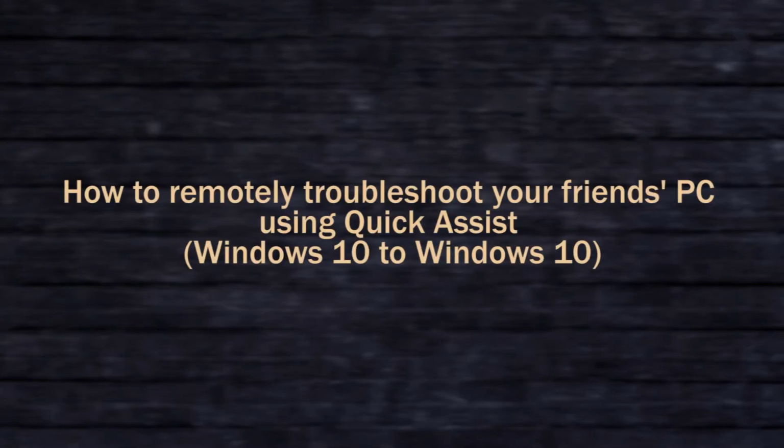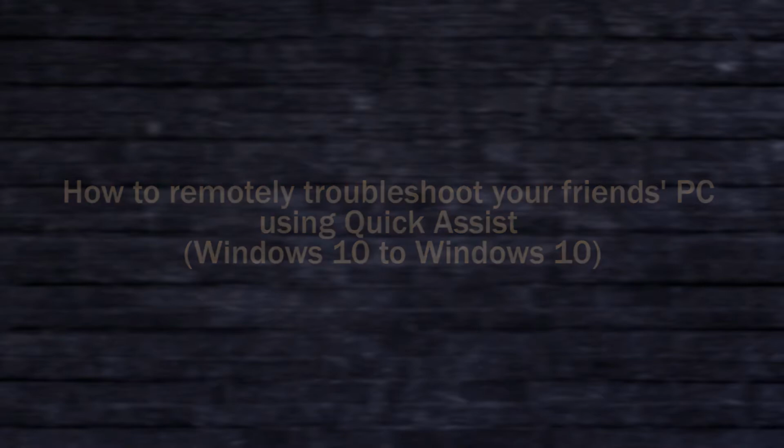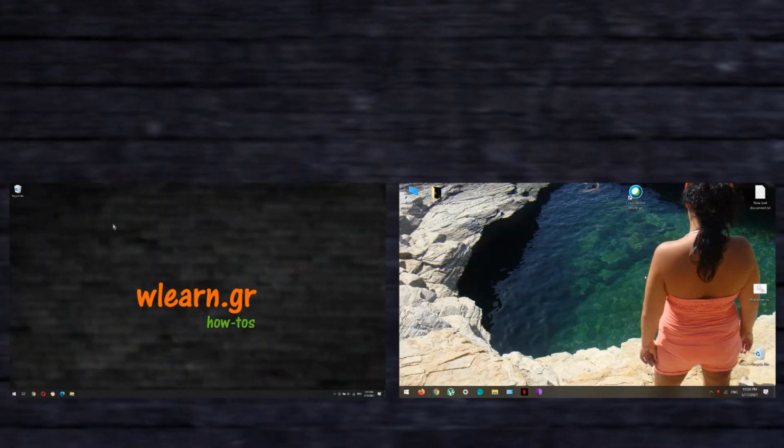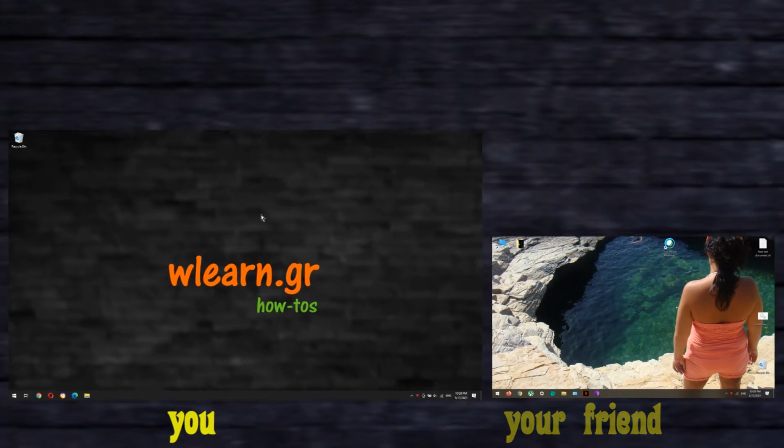How to remotely troubleshoot your friend's PCs using Quick Assist. If you have a Windows 10 PC and you want to access another Windows 10 PC, then you don't need to use third-party software like TeamViewer or AnyDesk. Let's say a friend is calling you and asks for your help.